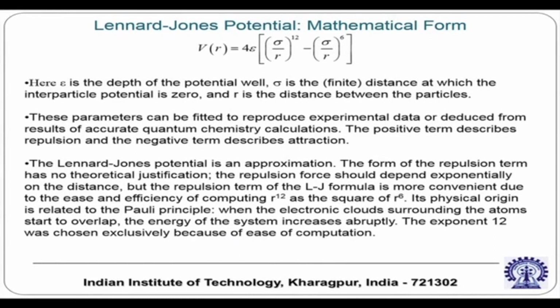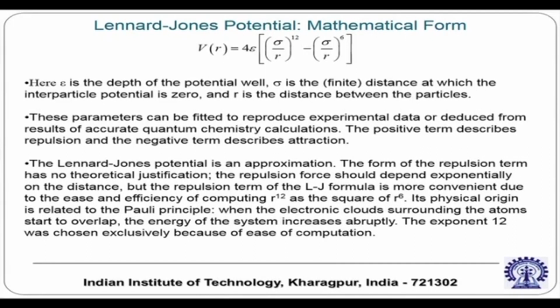So this is the mathematical form of the Lennard-Jones potential, we have discussed this. Here epsilon is the depth of the potential well, sigma is the distance at which the interparticle potential is 0, and r is the distance between the particles. These parameters can be fitted to experimental data or deduced from results of accurate quantum chemistry calculations.